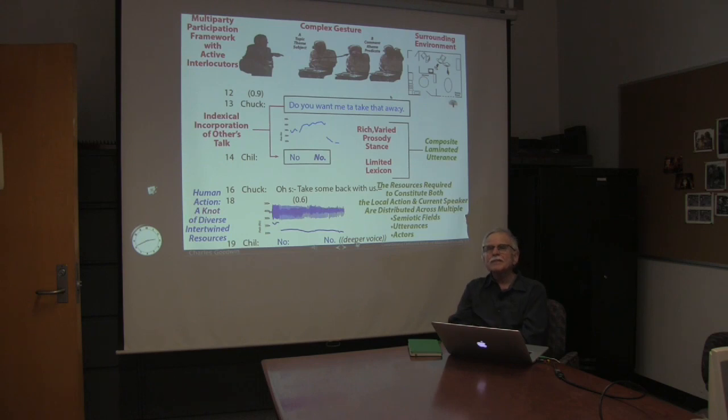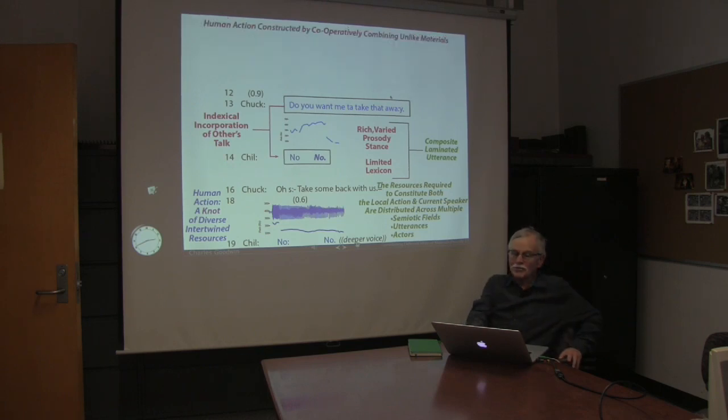And in this sense, instead of just being one thing, instead of just getting a category as a particular kind of action, a greeting or something, I see human action as a knot of diverse, as a knot of diverse intertwined resources. Okay, so human action is constructed by combining unlike materials to perform simultaneous and sequential.